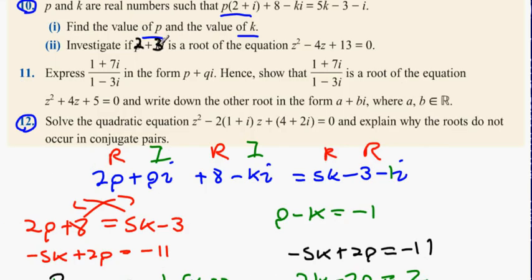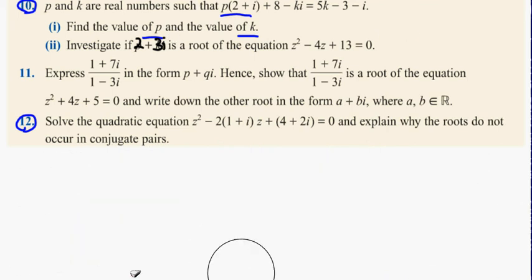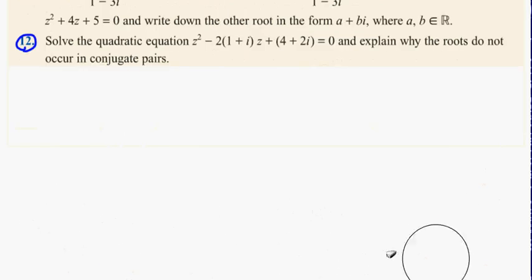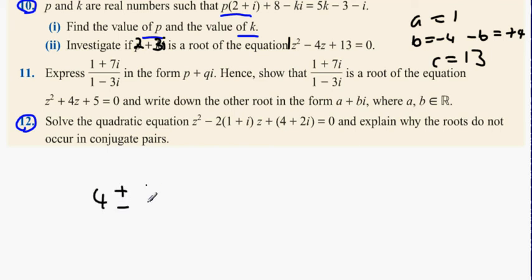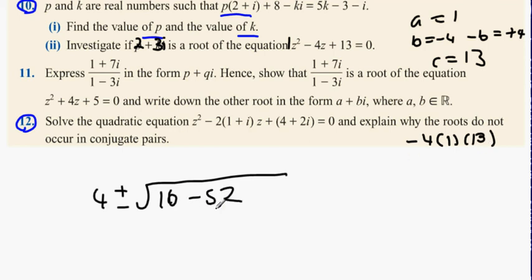2 plus 3i. Investigate if 2 plus 3i is a root of this equation. Well, I know how to solve these equations, so what I can do is just use the minus b formula. So a equals 1, b equals minus 4, minus b equals plus 4, and c equals 13. So it's going to be plus 4 plus or minus the square root of b squared, which is 16, minus 4 times 1 times 13, which is minus 52, all over 2 times 1.